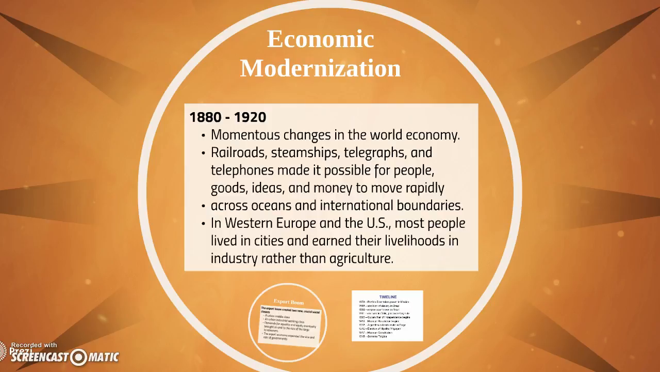For one thing, transportation technology and communication technology changed rapidly. Railroads, steamships, telegraphs, and telephones made it possible for people, goods, ideas, and money to move rapidly across the globe, across oceans and international boundaries. In Western Europe and the United States, most people lived in cities and earned their livelihoods in industry rather than agriculture.